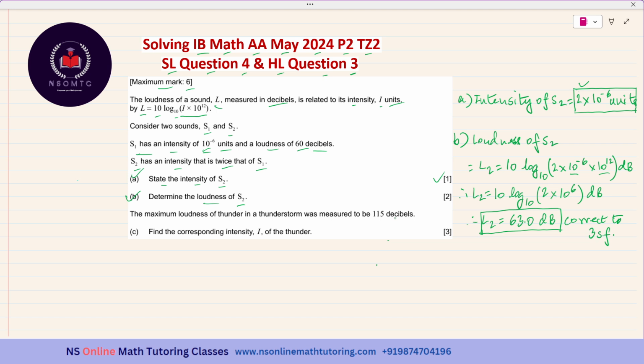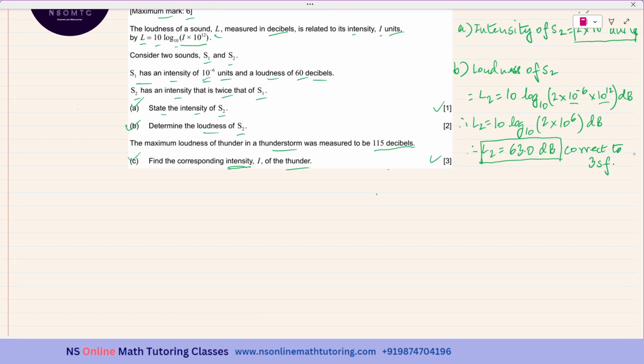The maximum loudness of thunder in a thunderstorm was measured to be 115 decibels. So part C's question is: find the corresponding intensity I of the thunder, containing 3 marks. Now we know the loudness, we have to find the intensity. So 115 should be equal to 10 times log to the base 10 of I times 10 to the power of 12.